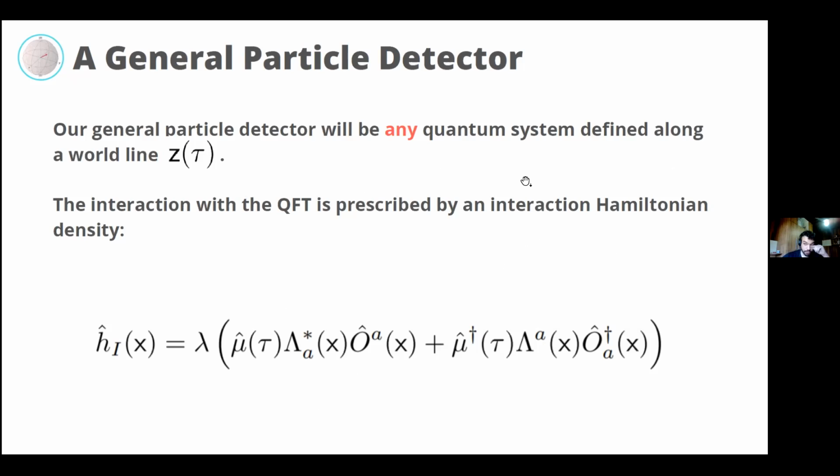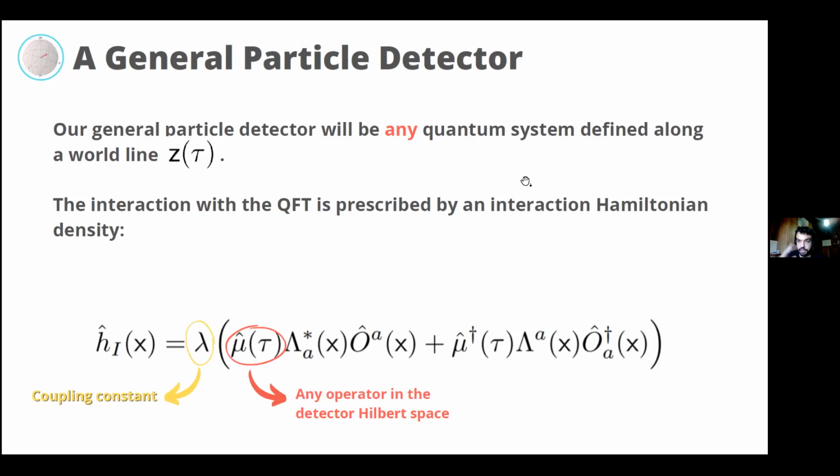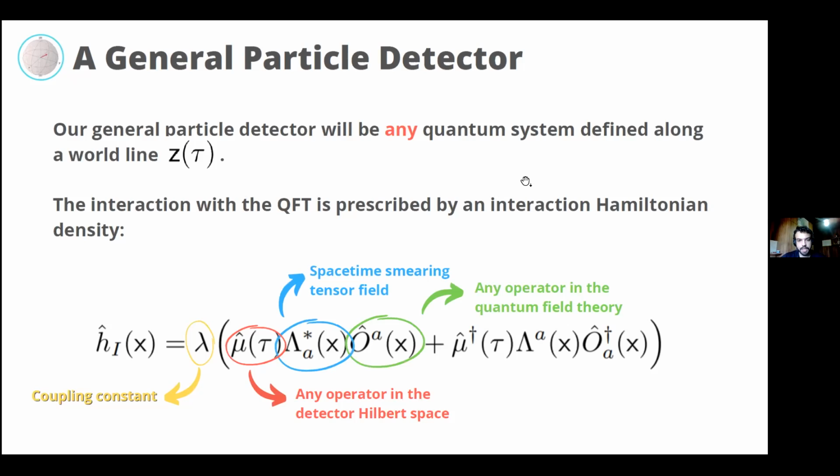So let's just go through every single one of these carefully. Lambda is just a coupling constant, right? It's a small real number so that we can perform expansions on it and everything works. Mu of tau, as I said, is any operator in the detector's Hilbert space. And I will assume that this is already in the interaction picture. This O_A is any operator in the quantum field theory, self-adjoint or not, with any collection of Lorentz indices, doesn't matter. And this lambda is a space-time smearing tensor field that is reasonably localized around the curve.